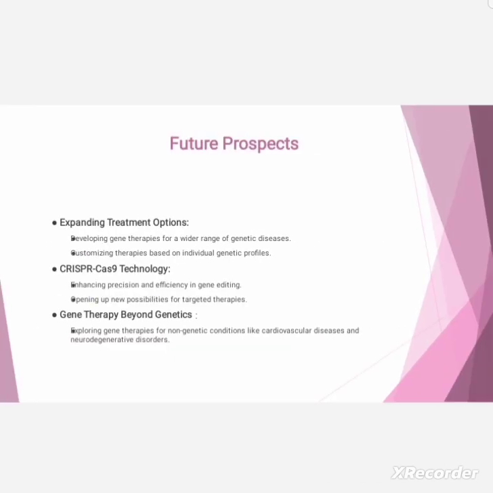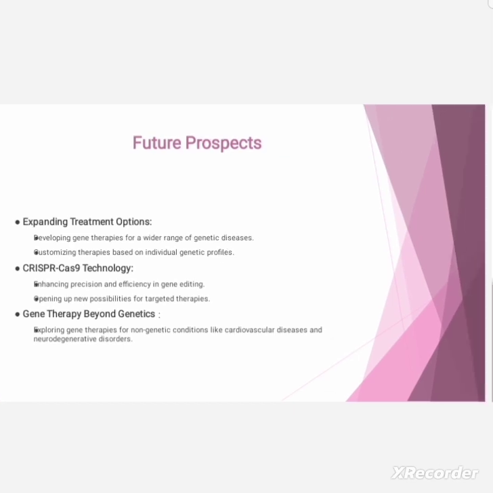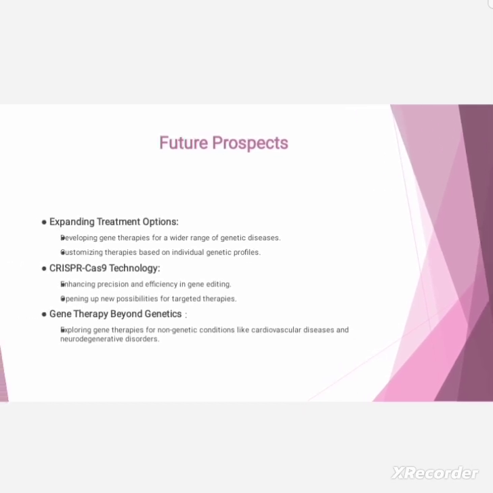Future prospects. Expanding treatment options: developing gene therapy for a wider range of genetic diseases, customizing therapy based on individual genetic profile. CRISPR-Cas9 technology is also a gene editing technique used in gene therapy, which is found in archaea and bacteria, where it acts as an adaptive immune system.